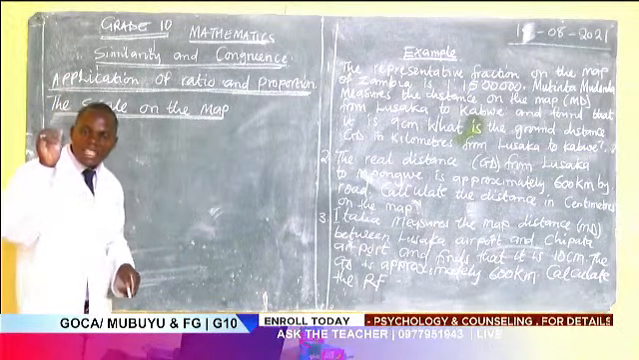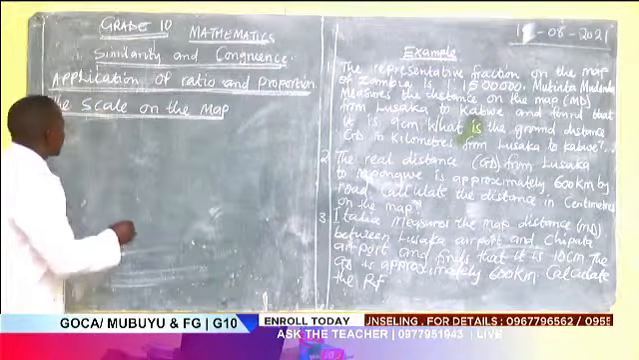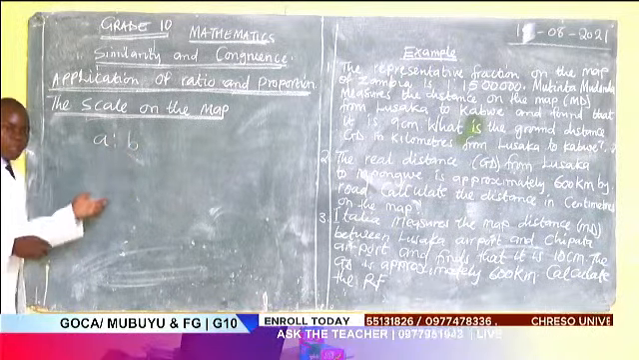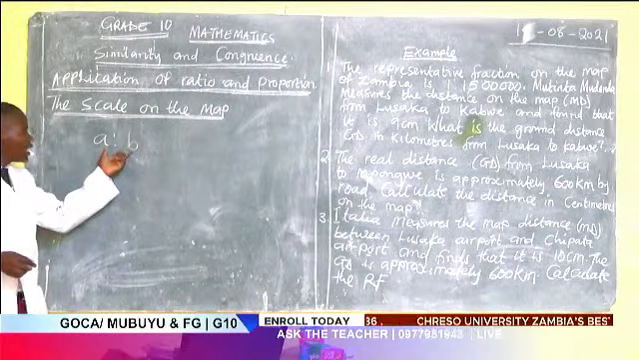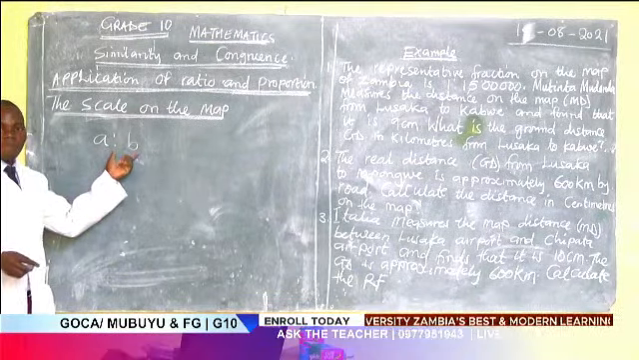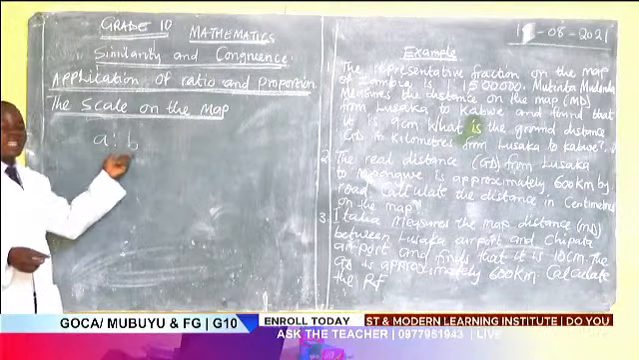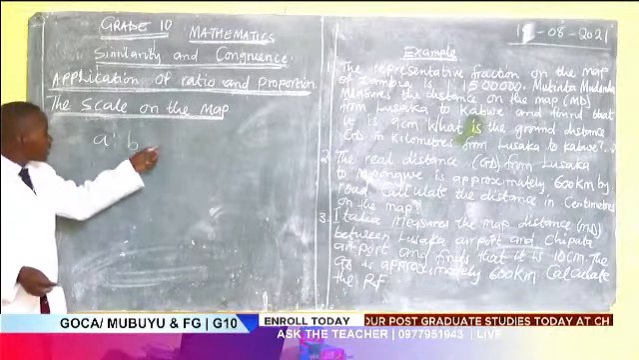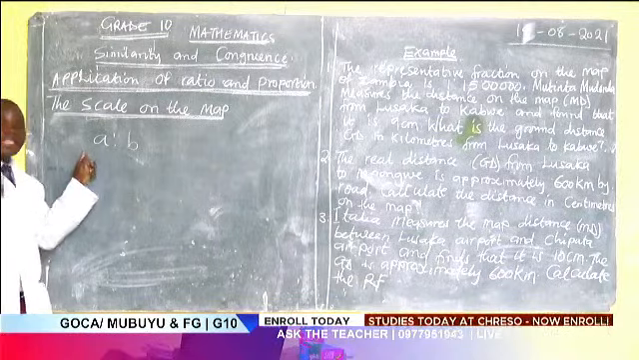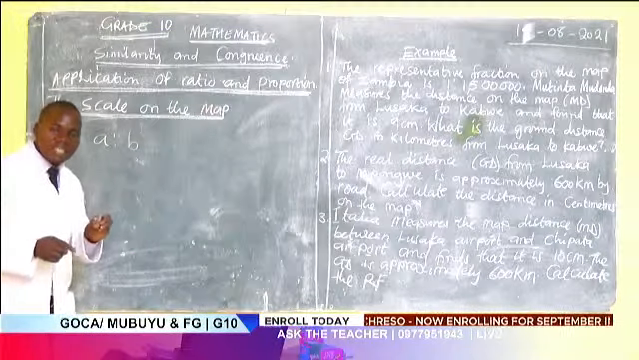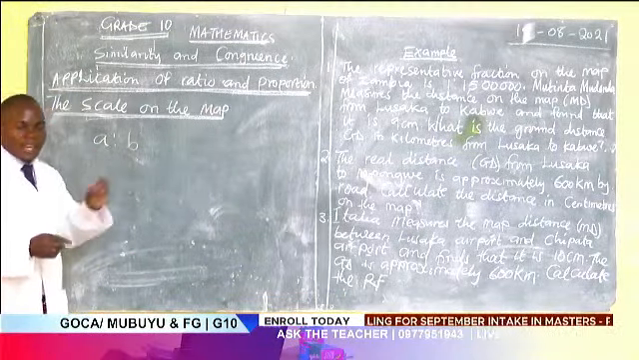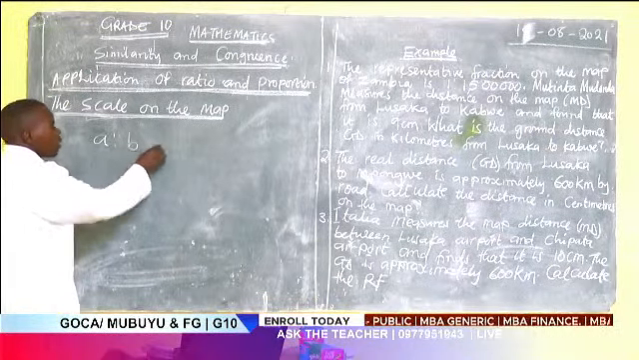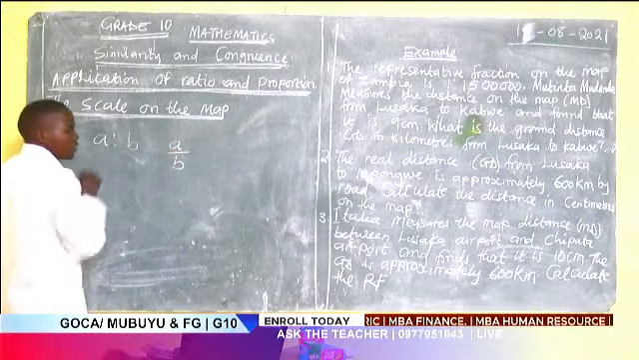Okay? Now, a scale is represented in this form, A to B. So it is represented in a ratio form, where A and B are numbers. Okay? And this scale is called the representative fraction. The scale here, which is A to B, or you can say A over B, is the RF.